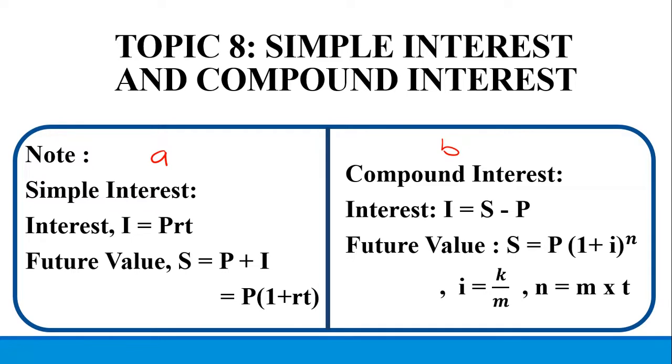Okay, we will discuss simple interest first. There are only two formulas: interest, I equal to PRT, and the future value, S equal to P plus I.